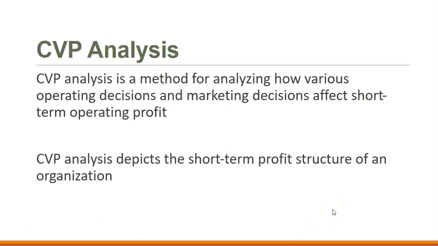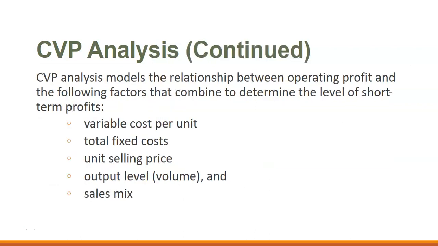Chapter 9. Chapter 9 looks at CVP analysis, or cost volume profit analysis. Cost volume profit analysis is a short-term operating decision analysis looking at profit and break even. When we're looking at CVP analysis, we're looking at the relationship between operating profit and variable costs, total selling costs, total fixed cost, the unit selling price, our output level, and our sales mix.